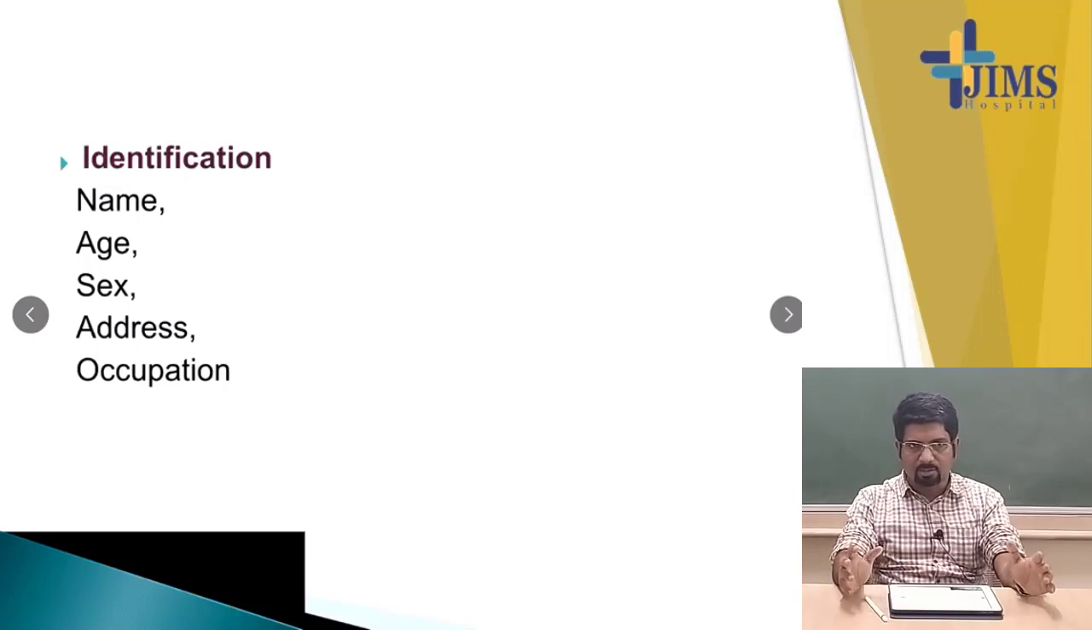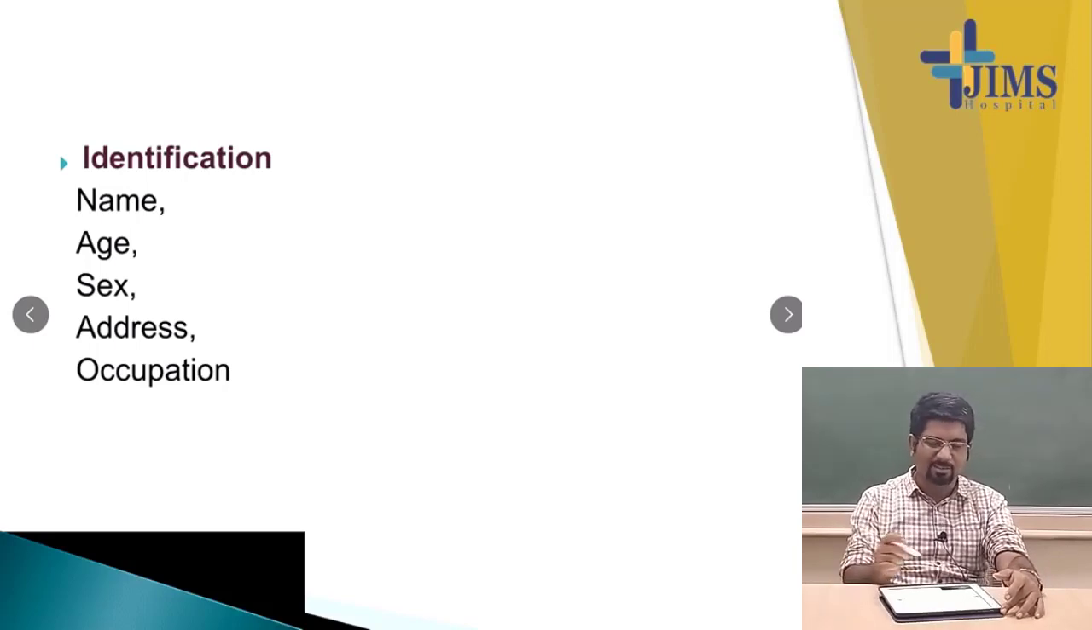As per the knowledge you gathered till now on how to take the history, that's the particulars of the patient. You already know it, but still some recapitulation, and it includes the name, age, sex, address and occupation of the patient.